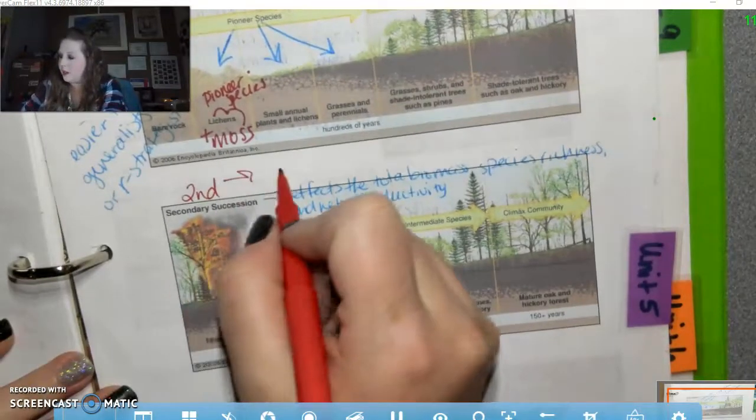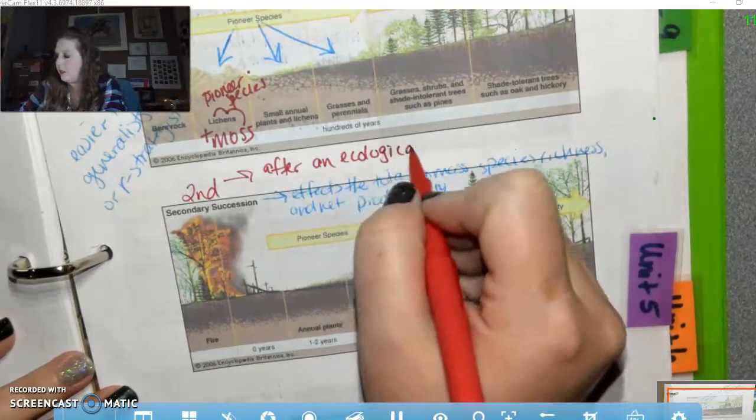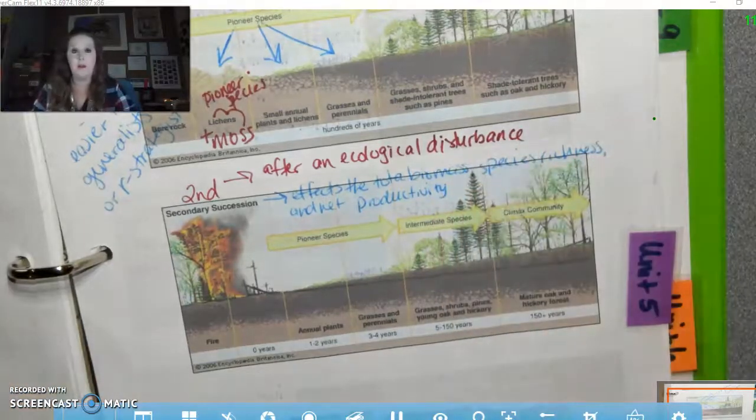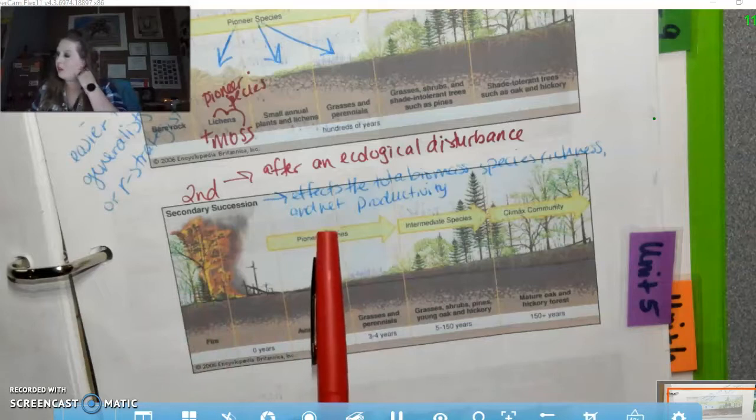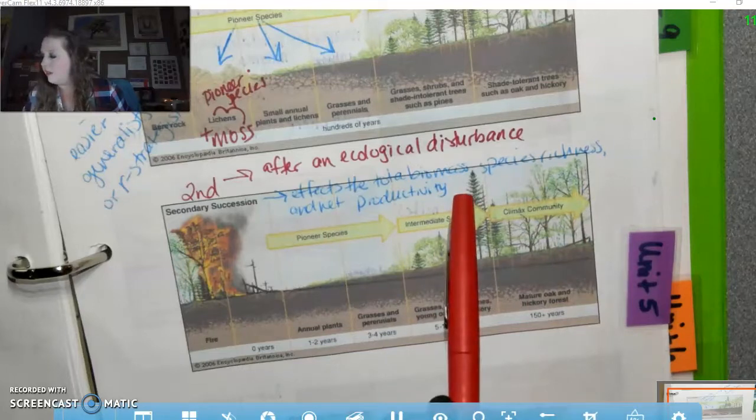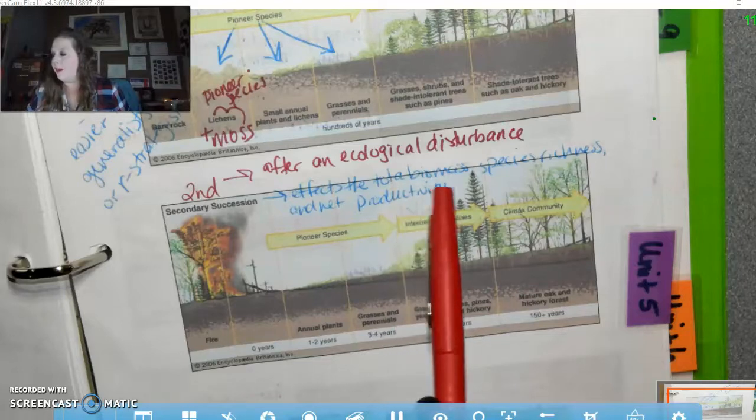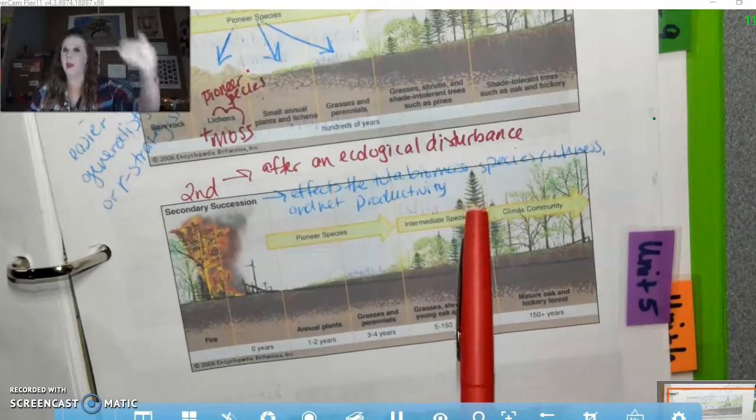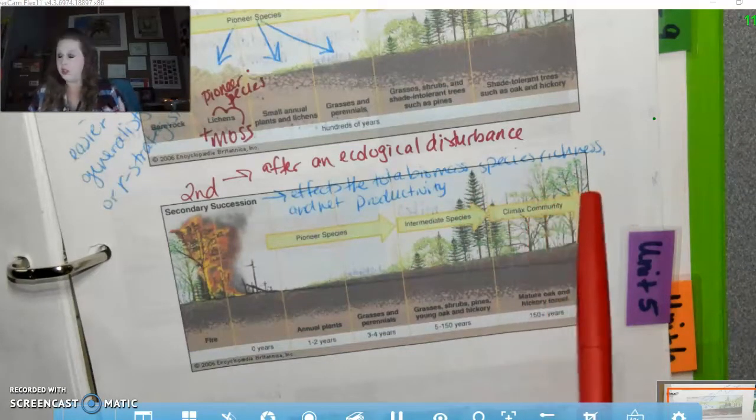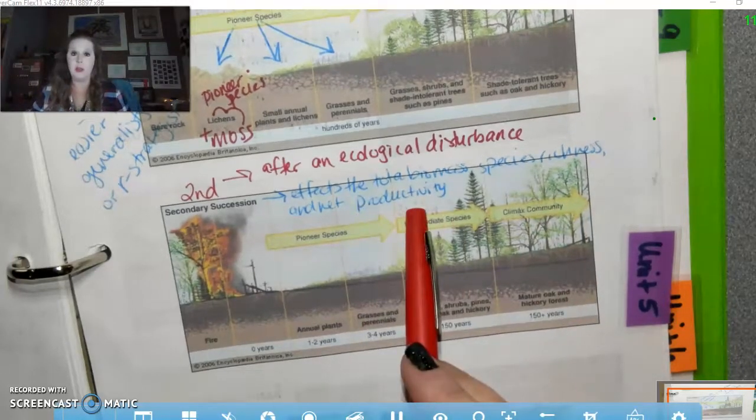So this is going to be after an ecological disturbance. Okay? So it will affect the total biomass, the species richness, and the net productivity, meaning that the total biomass is going to have to build back up again because it was taken out by this disaster. The species richness is also going to be in decline initially. It has to build back up, as well as productivity, which is photosynthesis.